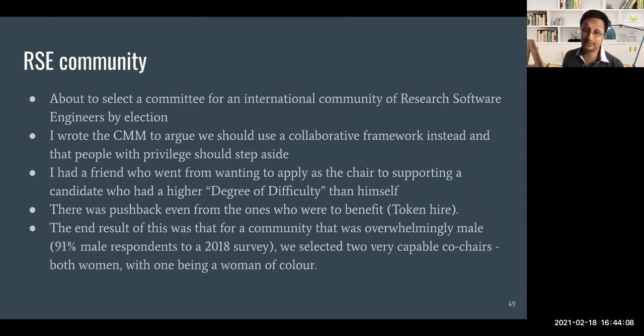So, some real life examples, because I could have just been making all this stuff up, right? There's this thing called the Research Software Engineering Community, and it was an international committee, and we were trying to select a committee via election. I actually read the capability maturity model for this to argue we should use a collaborative framework instead, and that people are privileged to step aside. I had a friend who went from wanting to apply as the chair to supporting a candidate who had a higher degree of difficulty than himself. And he was a diversity advocate. When I explained it to him using this capability maturity model, he went, "Oh, yeah, I didn't realize that."